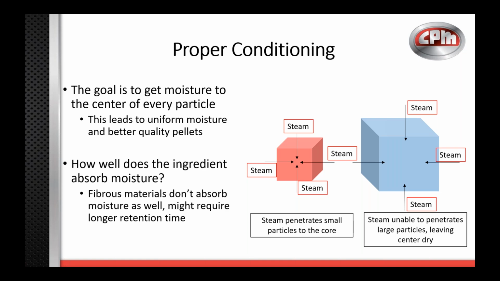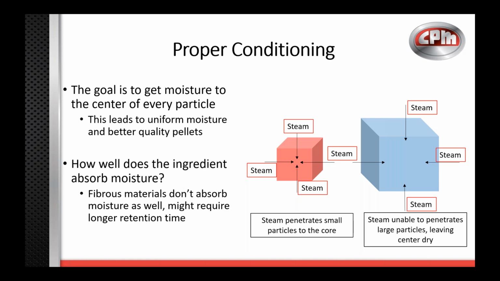If you have a larger particle, and the steam doesn't have enough time, then you might leave the center dry of the particle, and then you would see that effect later down the line, whether it be the pellets kind of fall apart or you don't get the proper starch gelatinization, which then you might see the results in your animal's feed conversion.